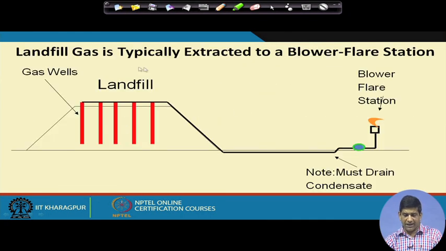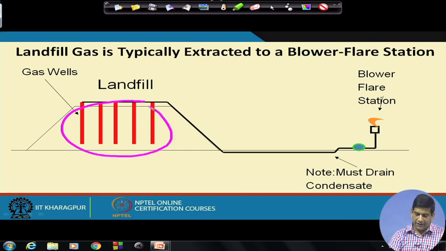So what is the landfill gas? It is typically extracted to a blower or flare station. These are your landfill gas wells, as you saw earlier. All the gas wells get connected to this header pipe, and the header pipe takes the gas to the flare station.